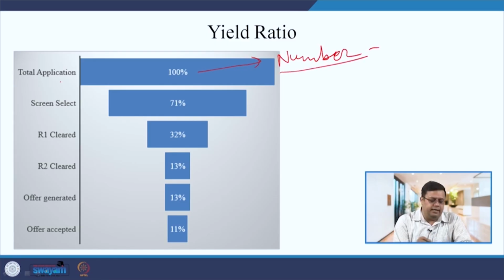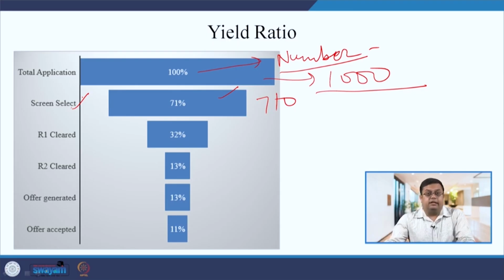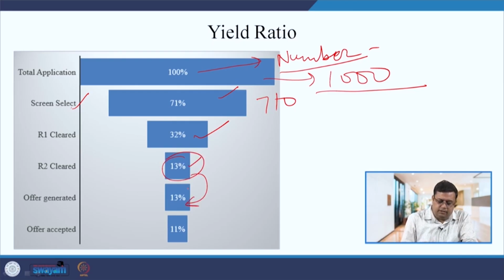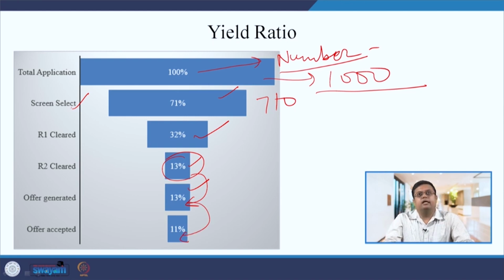For example, in this recruitment process you receive 1000 applications, right? And then 71%, so you can say 710 applications got selected after the screening criteria, right? And 32% clear round 1, 13% clear round 2, offer generated. So 13% clear round 2, and all those who have cleared round 2 receive the offer letter. And how many people have accepted the offer, that is 11%.